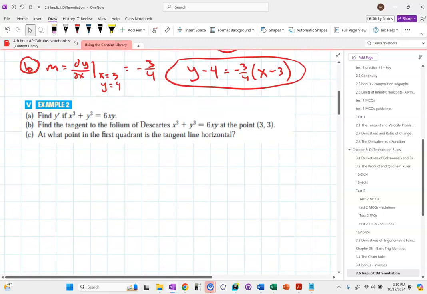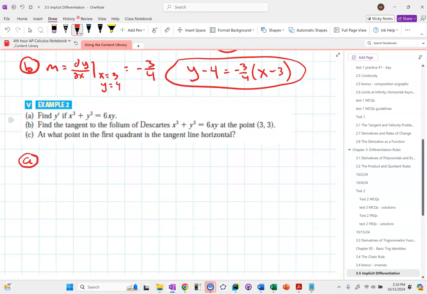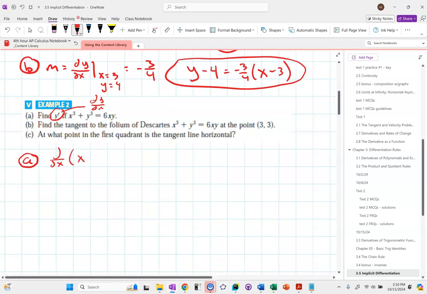Let's do another. So here we're asked to find y prime if x cubed plus y cubed is equal to 6xy. So y prime is the same as dy/dx, right? Everybody's okay with that? So I'm just going to be taking the derivative with respect to x of both sides.